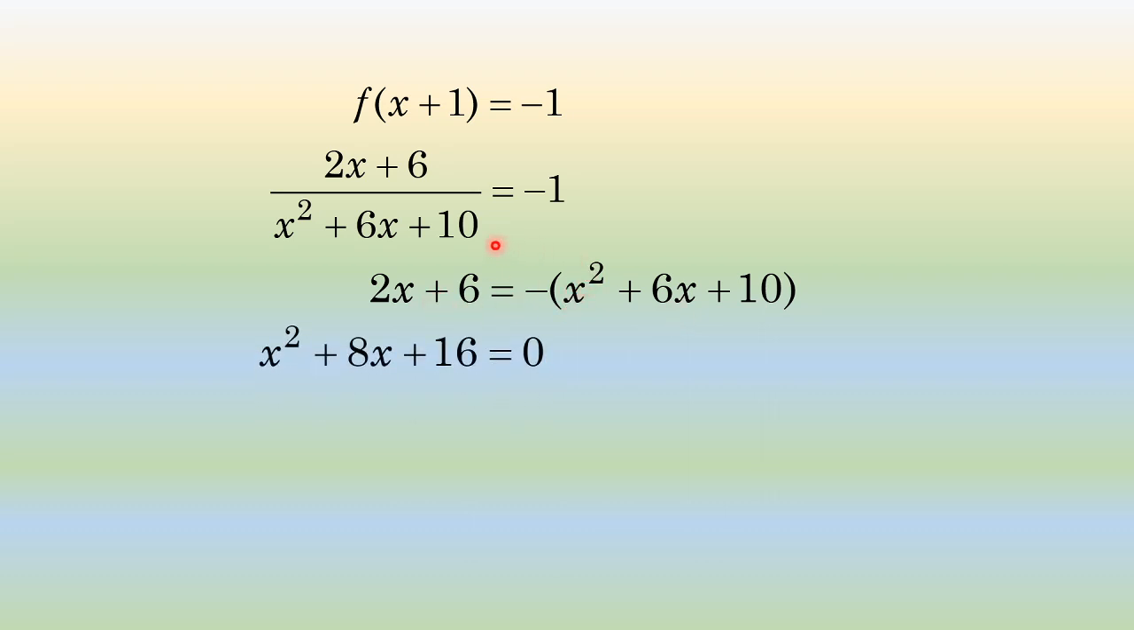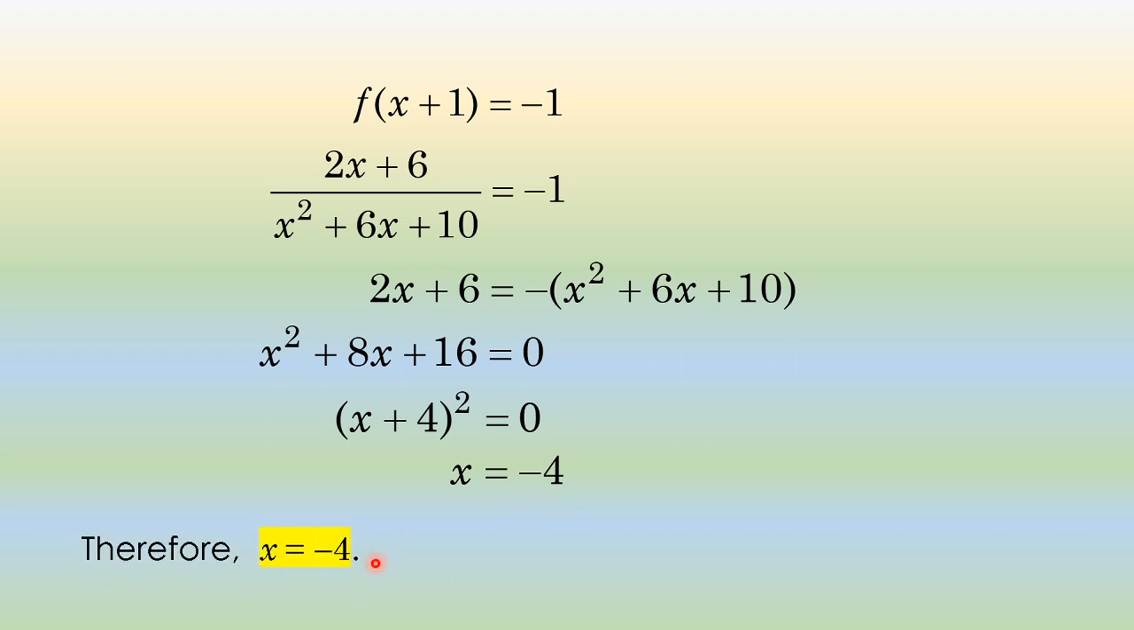So when transposed on the left side, this is x squared, then 2x plus 6x gives 8x, then plus 10 plus 6, that is 16, equal to 0. So this is a quadratic equation whose left side is factorable into x plus 4 quantity squared, equal to 0. The root of this equation is x equals negative 4. So therefore, x equals negative 4 in this equation. So we're done with the second question.